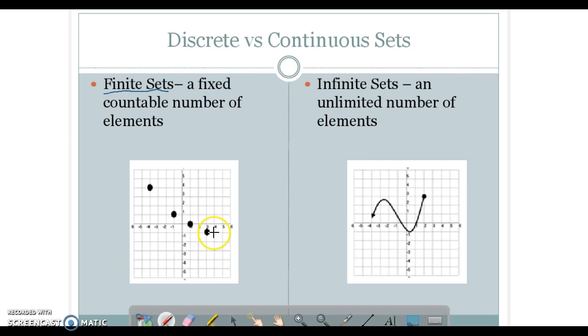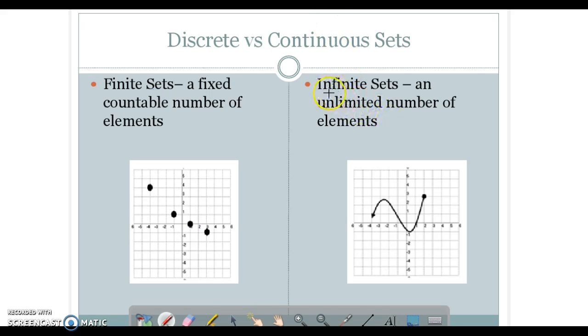And those are finite sets because there is no other value that we can choose for x to get a y output. You can choose -4 and get 4. You can choose -1 and get 1. You can choose 1 and get 0, or you can choose 3 and get -1. But those are the only 4 ordered pairs which you're allowed to choose from.